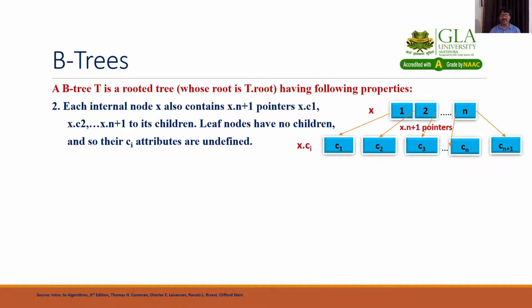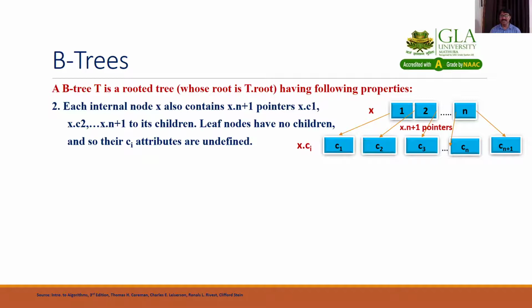Suppose X is a node which consists of 1, 2, up to n number of elements. Before 1 we can have the first pointer, before 2 we will have the second pointer, before 3 we have the third pointer, and before n we have the nth pointer. Each previous pointer holds the address for that element. After n there is another pointer, that is your n plus 1 pointer. So if there are n elements in your X, there will be n plus 1 pointers, and n plus 1 pointers will have n plus 1 children.